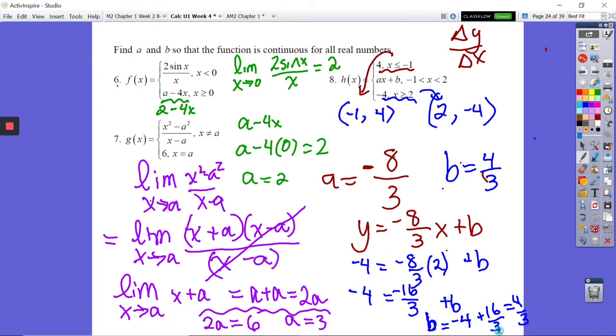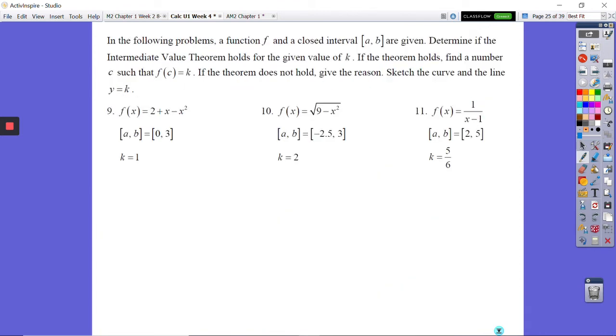We've got a few more and then we're done with this video today. So in the following problems, a function f and a closed interval from a to b are given. Determine if the intermediate value theorem holds for the given value of k. If it does, find a number c such that f of c is equal to k. If it does not, give a reason.